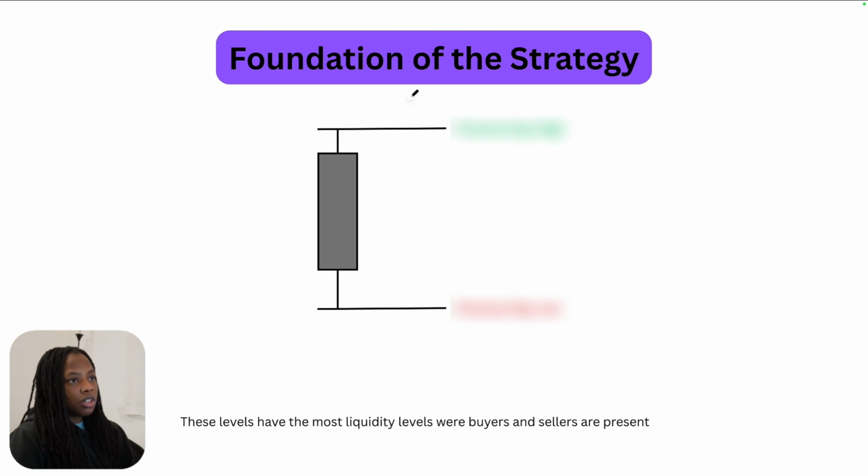Now, the foundation of this strategy. You want to understand the foundation, because without understanding the why, it's hard to buy in and even use a strategy with conviction. This strategy is based on the previous day's high and the previous day's low of the asset you're trading. Yes, it works on futures, it works on stocks, and it works on crypto. The reason why you mark out the previous day's high and previous day's low is because these levels have the most liquidity where the buyers are present. That's the foundation of this strategy.